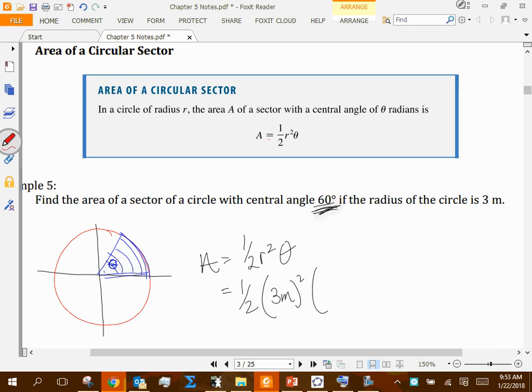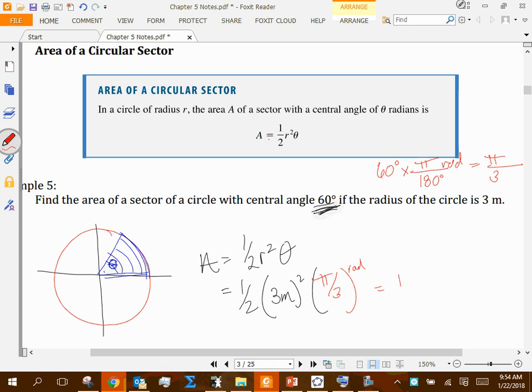Does anybody know off the top of their head the equivalency for 60 degrees in radians? Pi over 3. And if you can't do that right away, all you got to do is come to the side and go 60 degrees times pi over 180. That's pi radians. Okay, 60 and 180 cancel out, right? I have a factor of 60 in both of them, 3 times in the 180, and I get pi over 3 radians. That's my units. Okay, now if I go 3 meters squared, what's 3 meters squared? What's that give me? 9 meters squared, right?